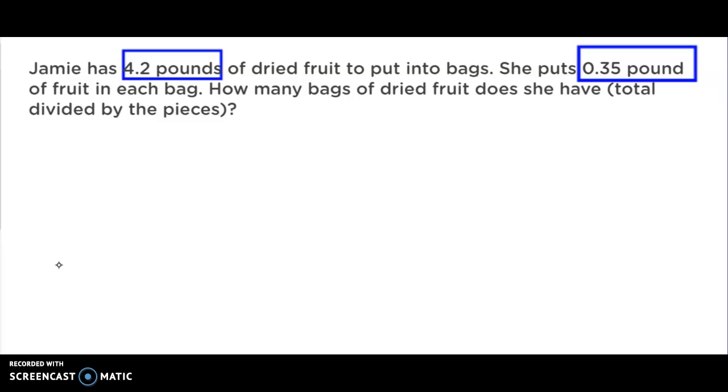Jamie has 4 2/10 pounds of dried fruit to put into bags. She puts 35 hundredths of a pound of fruit in each bag. How many bags of dried fruit does she have? In other words, total divided by the pieces.